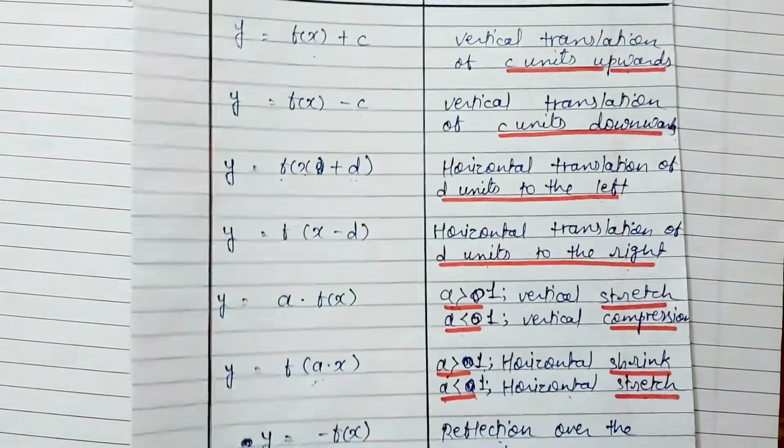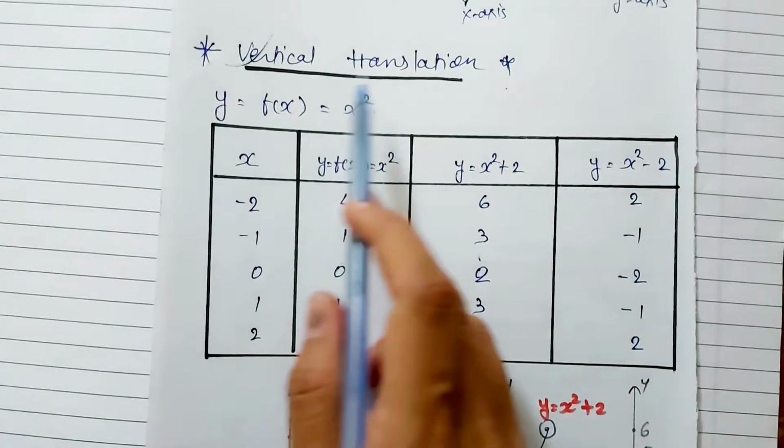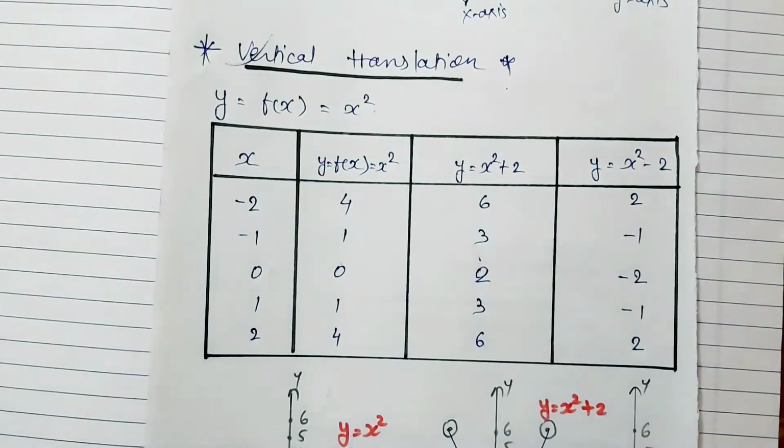Okay, now we will look at each of them in detail. So the first one is vertical translation. Okay, now before we move ahead, I want you to recall what the parent function's graph looks like. Okay, some standard format of it.